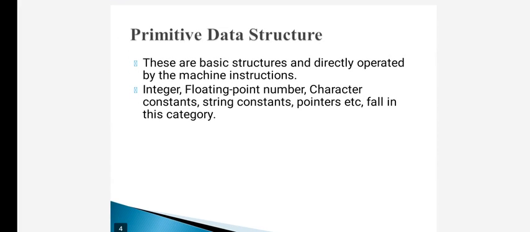Primitive data structures are basic structures and directly operated by machine instructions. Integer, floating point number, character, constants, string constants, pointers, etc. fall in primitive data structure category.